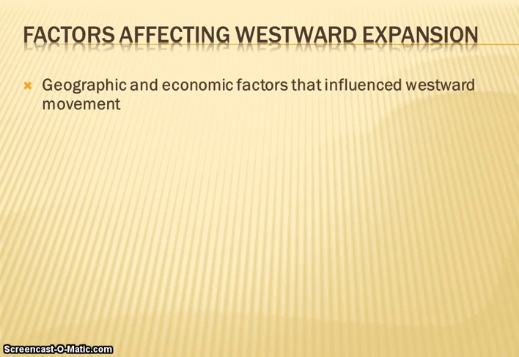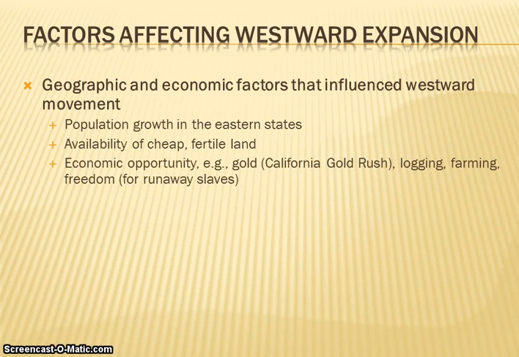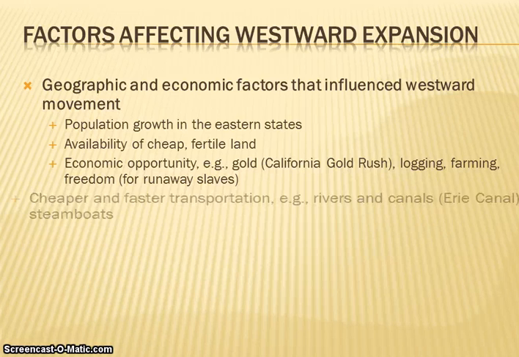Factors affecting westward expansion. There were geographic and economic factors that pushed people west, so there were push factors and pull factors. Population growth in the eastern states were push factors. Pull factors were the availability of cheap and fertile land. Also, economic opportunity, the gold rush, logging, farming, freedom for runaway slaves were also pull factors in the West.